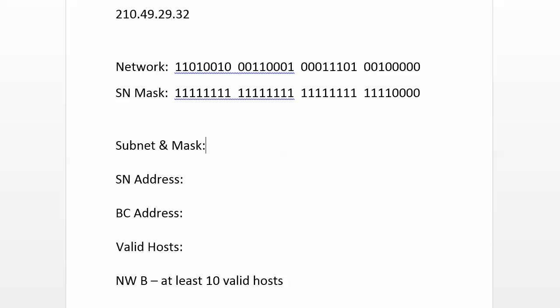So we know that our subnet for network B is going to be 210.49.29.32 slash 28. We also know the subnet address itself will be 210.49.29.32. What's the broadcast address for the subnet? See, you thought you were never going to use that again, didn't you? You thought you'd just use it on the exam. This is real world. This is as real world as it gets.